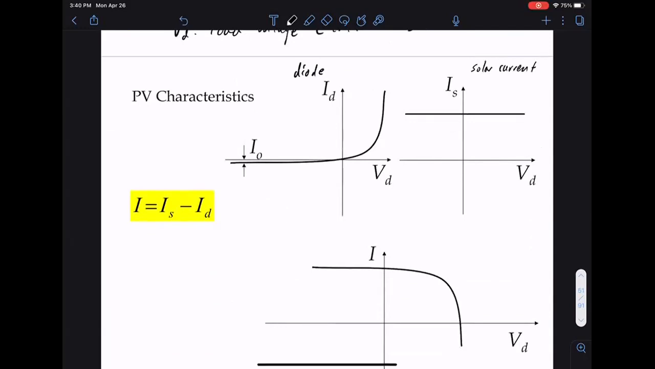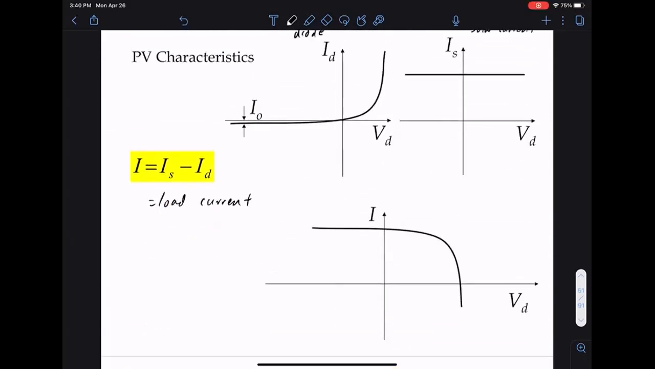So the diode depends on the voltage. The solar current does not depend on the voltage. The solar current doesn't care what the voltage is. So if you look at the current through the load, this is the load current. Then you can draw how load current changes with respect to VD.